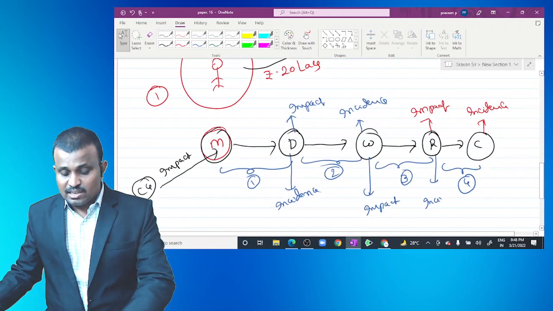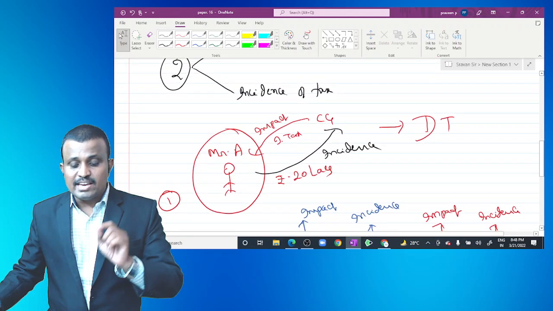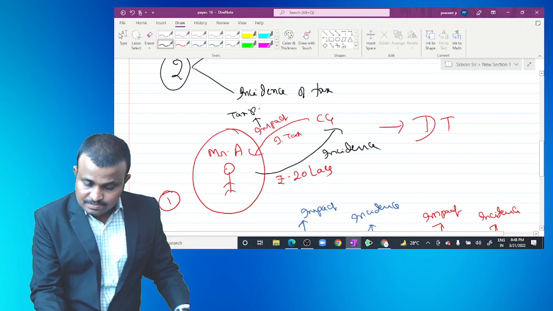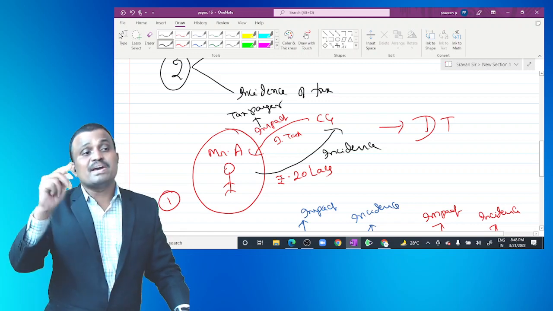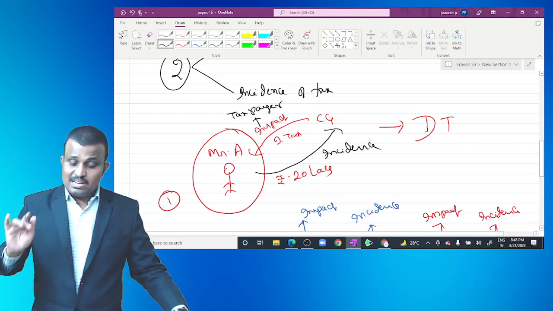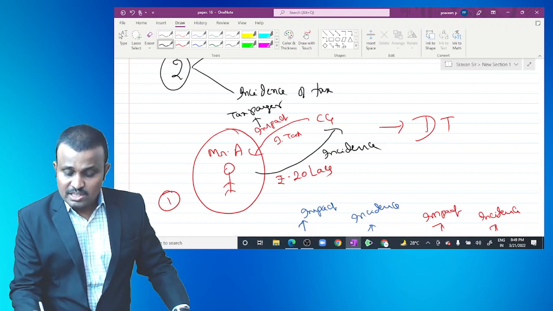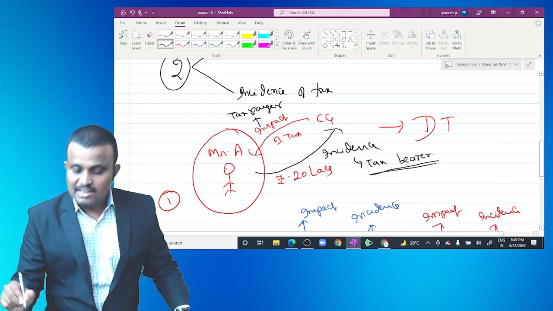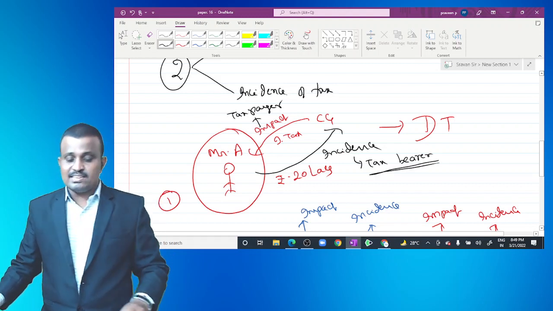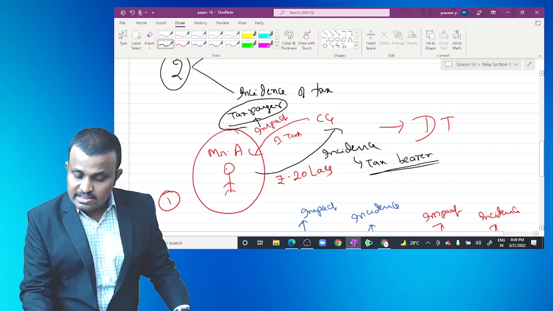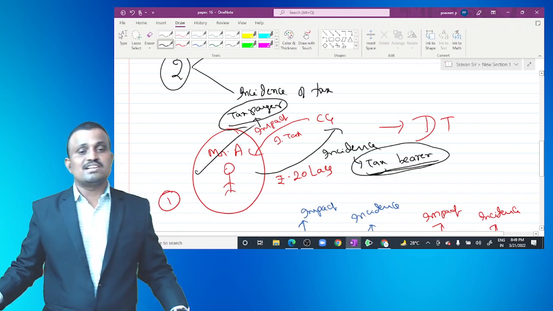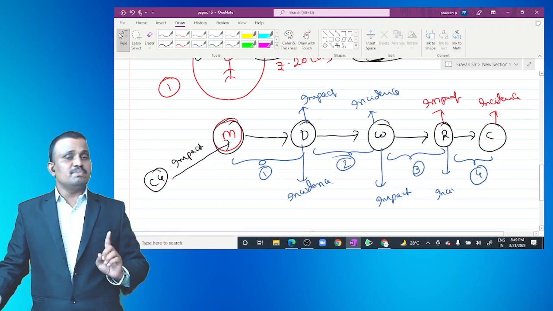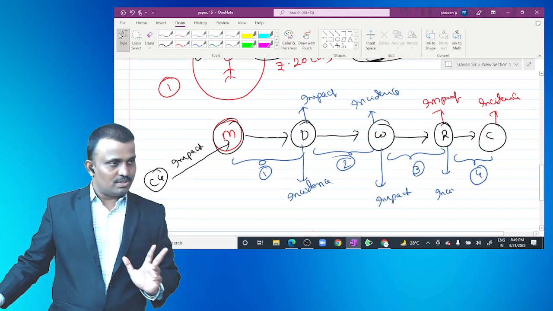Here, the person on whom the impact of the tax is there is called the taxpayer, because he pays the tax to the government. But the person on whom the incidence of the tax is there is called the tax bearer. So in case of direct tax, taxpayer and tax bearer are both the same. But coming to the indirect tax, the taxpayer is one person and the tax bearer is another person.